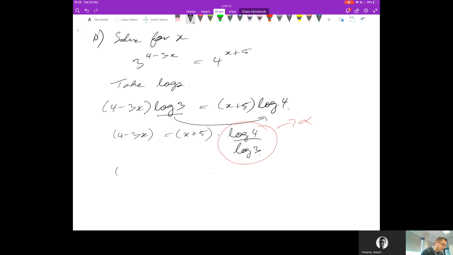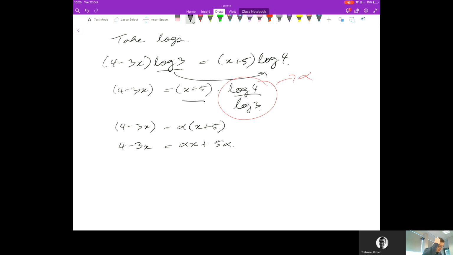So you could probably work it out and then expand this out just fine. I don't care how you do it. It doesn't matter as long as you get the right answer. 4 minus 3x is equal to, I call it alpha, so it's alpha (x plus 5). 4 minus 3x, let's expand these now, equals alpha x plus 5 alpha.